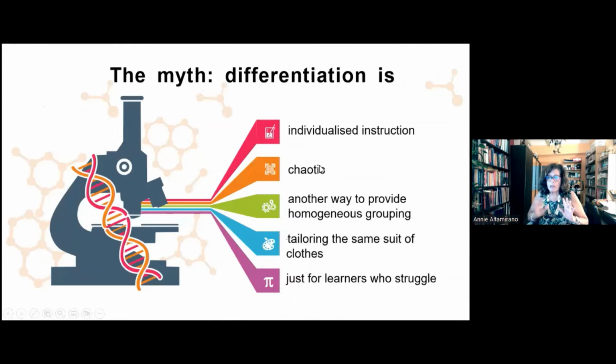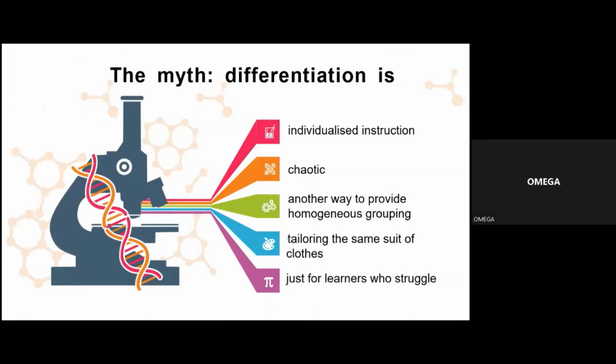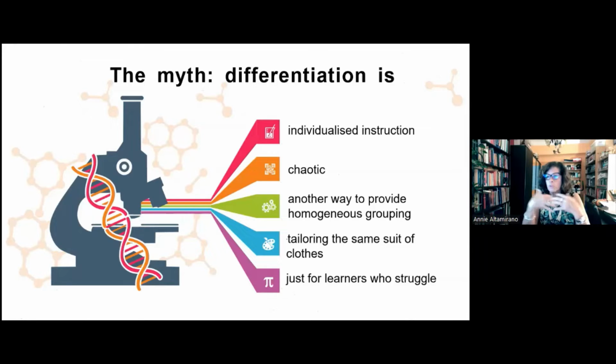So, differentiated instruction is not individualized instruction. It is true that it offers multiple ways of learning, and although it aims at attending to students as individuals, it doesn't assume a separate assignment for each learner. It is not chaotic. One of our main concerns is fear of losing control of our classroom. But in an effectively differentiated classroom, orderly flexibility is a defining feature.